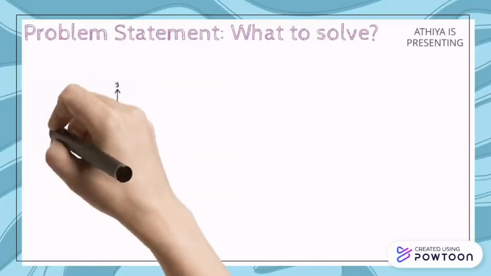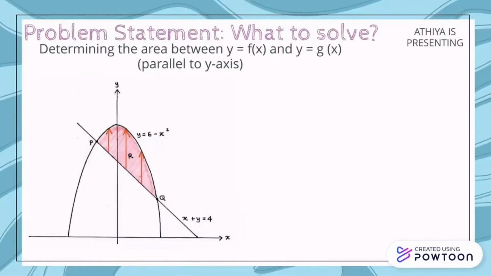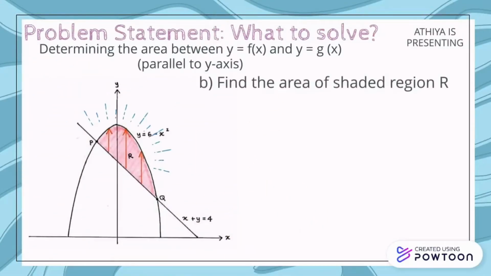I will be showing you what to solve for question B, which is to find the area of shaded region R. There are two methods to solve area between two curves. I'll be showing you how to determine the area between y equals f(x) and y equals g(x).